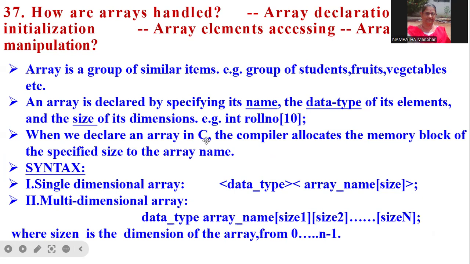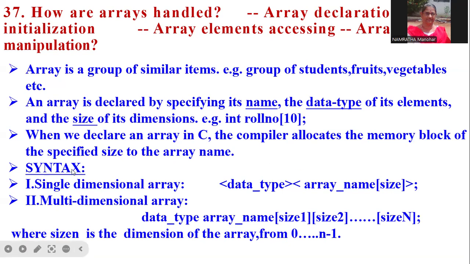So when we declare an array in C, the compiler allocates a memory block of the specified size to the array name. Suppose int is of 1 byte and you are giving a size of 10, automatically 10 bytes in sequence will be allotted in the memory by the compiler. So all these 10 elements will be stored one after the other in the memory.